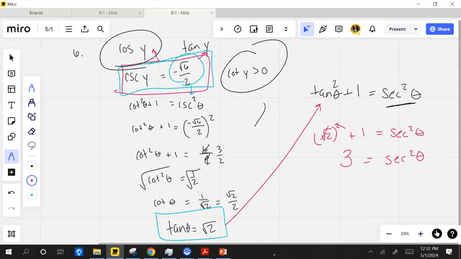Squared and square root cancel. It's 2 plus 1, which is 3. But this is secant squared. That's still not what they asked me to find. I found tangent, that's good, but they asked me to find cosine. So let's solve this for secant by doing what? Square root, right? Then you just have to flip it like last time. So if secant is square root of 3, that means cosine is 1 over square root of 3.